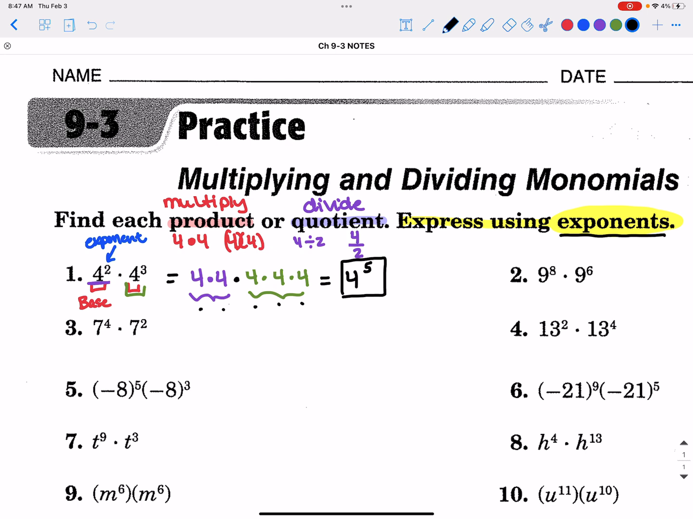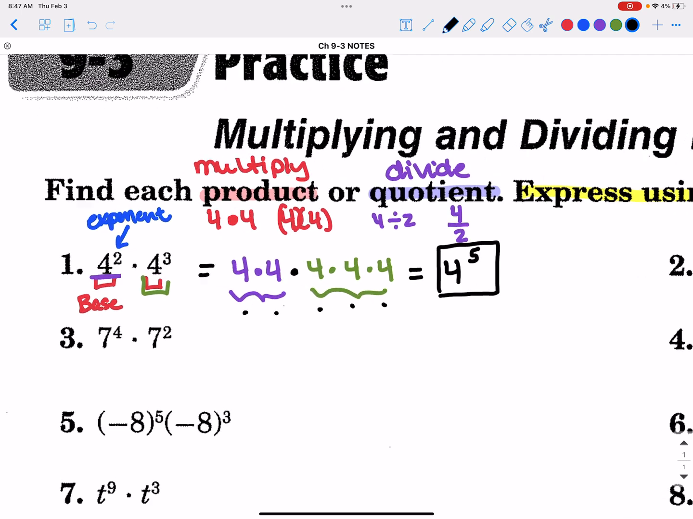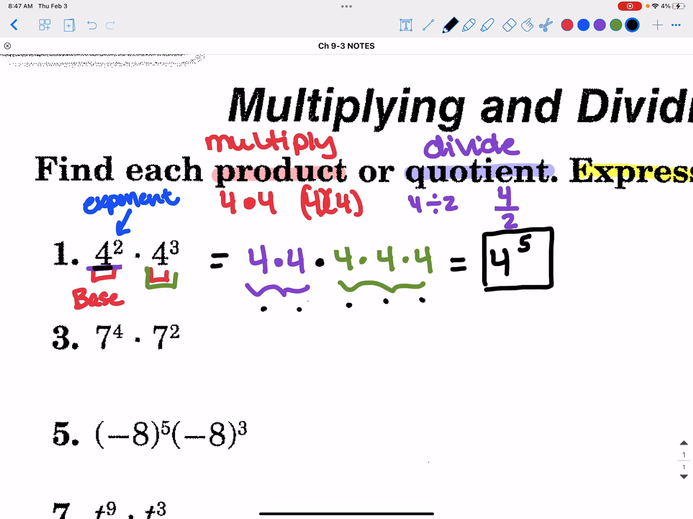Now, you do not have to bust 4 squared out to 2 4s and then bust 4 cubed out to 3 4s and then count them up. Because look what I did here. With my matching bases, 4 and 4, they matched. All I did was add my 2 exponents together. 2 plus 3 equals 5.